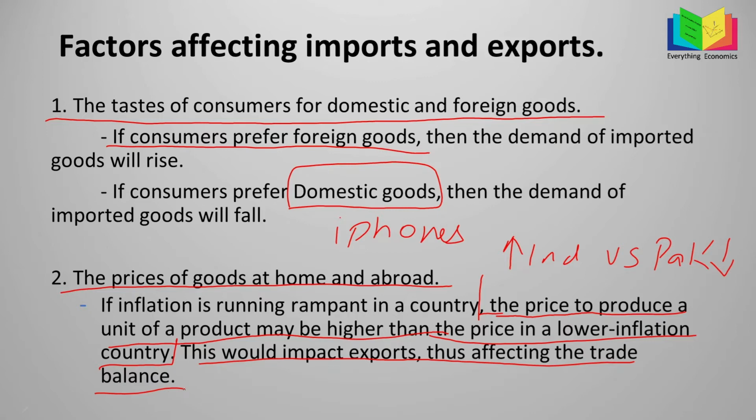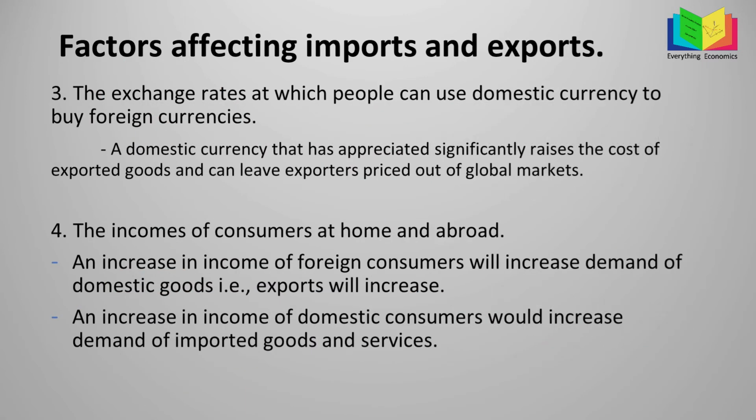The first was tastes, the second was prices or inflation rate. Let's move on to the third one. So the third factor is the exchange rates at which people can use domestic currency to buy foreign currencies. The third factor is the exchange rate. What is the exchange rate? It will also have an impact on imports and exports. A domestic currency that has appreciated significantly raises the cost of exported goods and can leave exporters priced out of global markets.